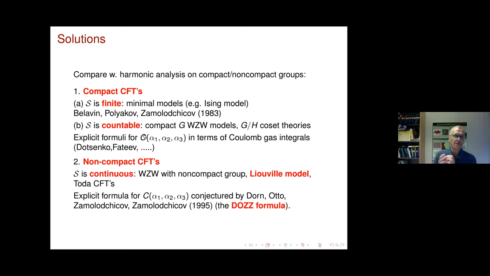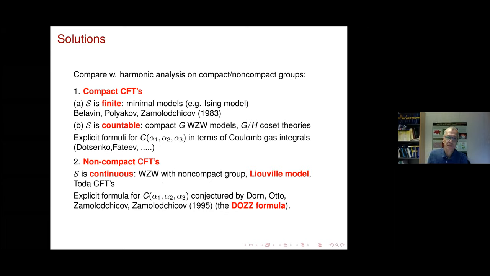But then there are also, like in Lie groups, you can have compact groups, but you can also have non-compact ones. And then the spectrum here is continuous. So there's a continuous number of these fields which enter into the operator product expansion. Examples of such models are, again, the WZW models, but on non-compact groups, then the Liouville model, Toda conformal field theories, and others.